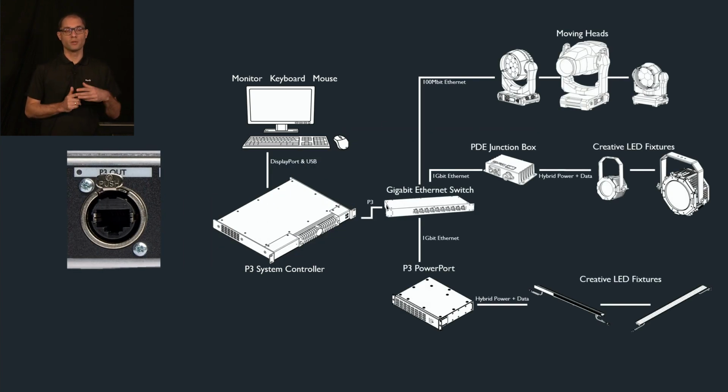Once you've connected your keyboard, monitor and mouse to the P3, it's time to start connecting your fixtures to the P3. On the back of the unit you'll find a dedicated P3 output port. This is where you start connecting all your P3 enabled lighting fixtures.